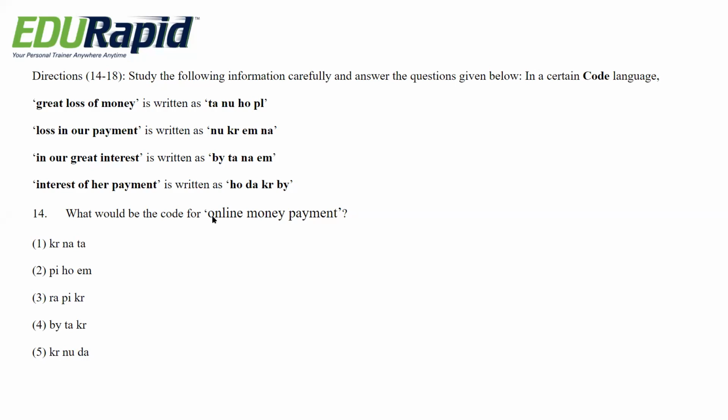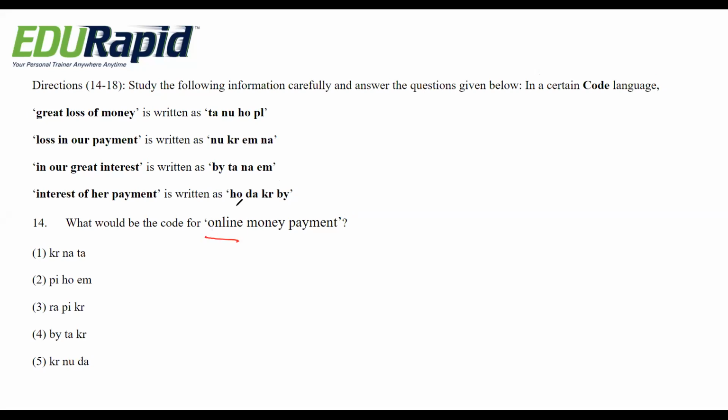Okay. For the term online, check what the code is for that. Online. Okay, in the first sentence it is not present. Second sentence also online is not present. Third sentence also not present. So it is a new code language.